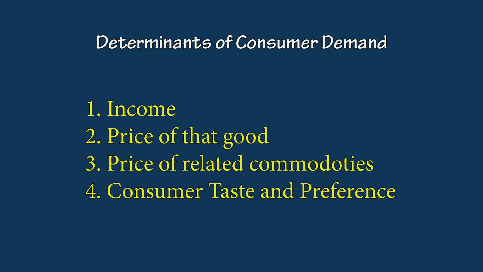Normal goods are basically those goods for which demand rises as income rises, right? So please try to understand, consumer demand depends on many things. One very important determinant of consumer demand is income. Another is the own price of that good. Another is the price of related commodities. Another factor is taste, consumers' tastes and preferences, right?